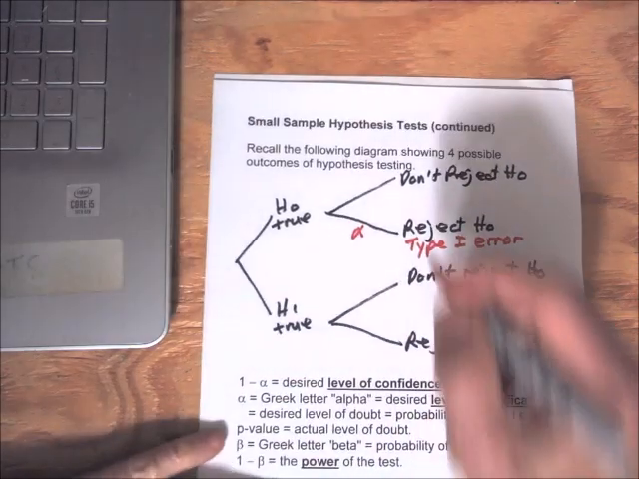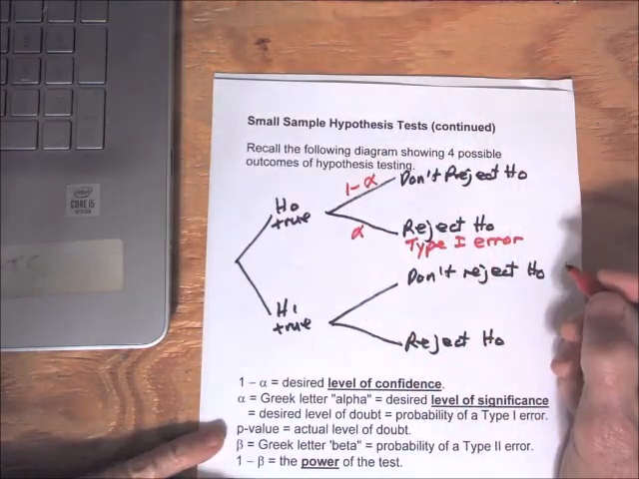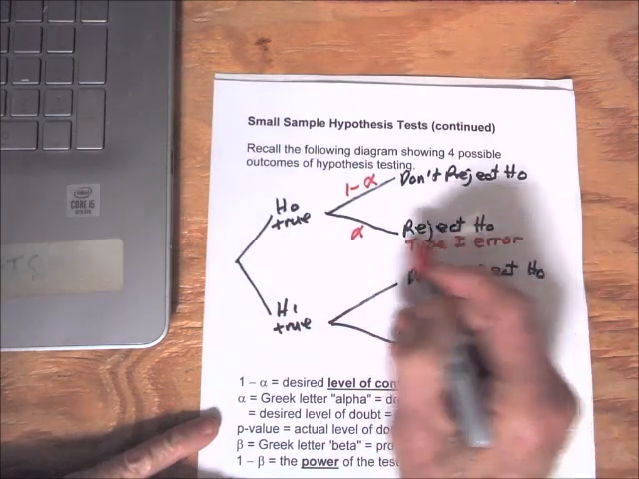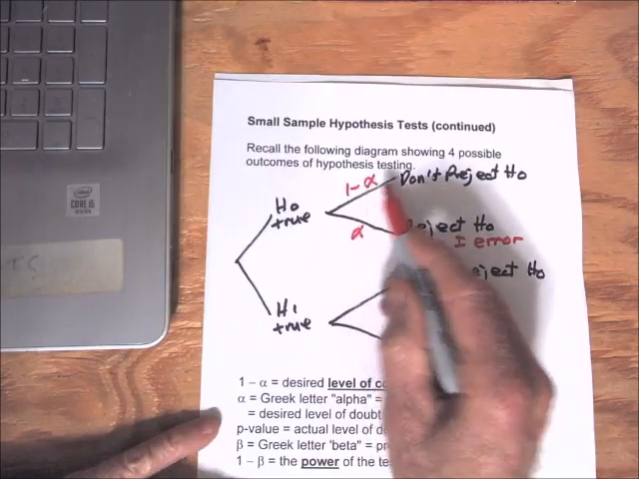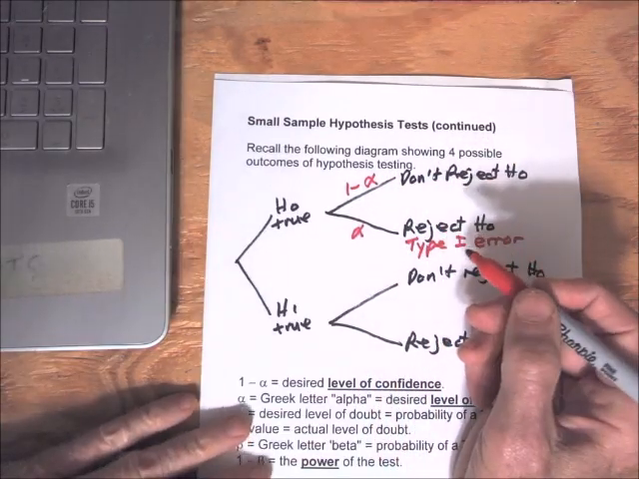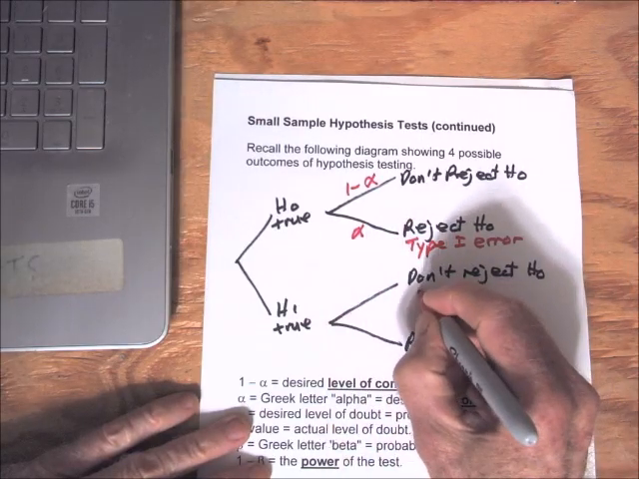And then the confidence level is going to be 1 minus alpha. So if our alpha is 0.05, then our confidence level would be 0.95. So that means we would be 95% confident of our conclusion. If we don't reject h0 and h1 is true, that's called a type 2 error.